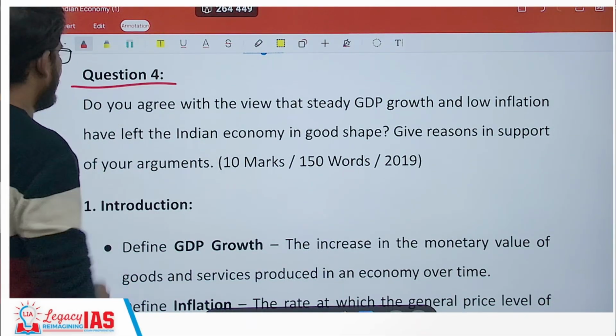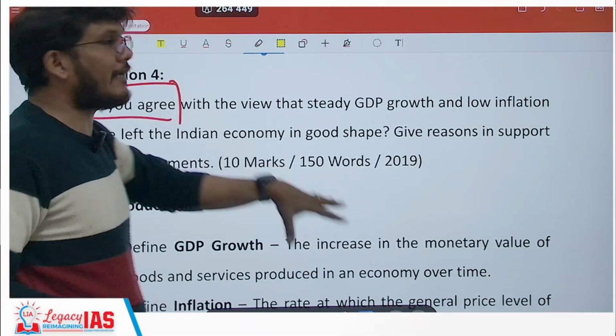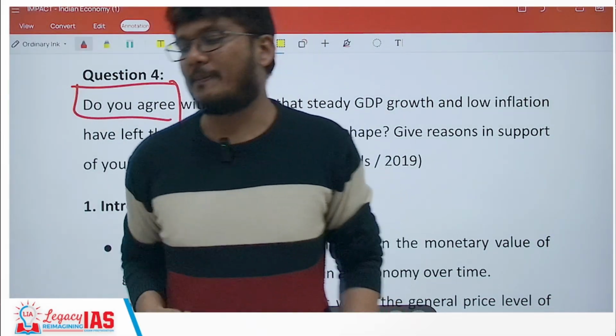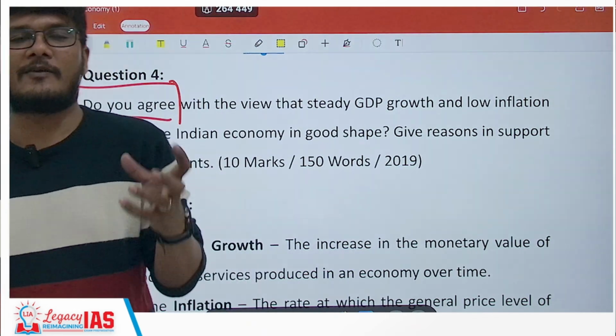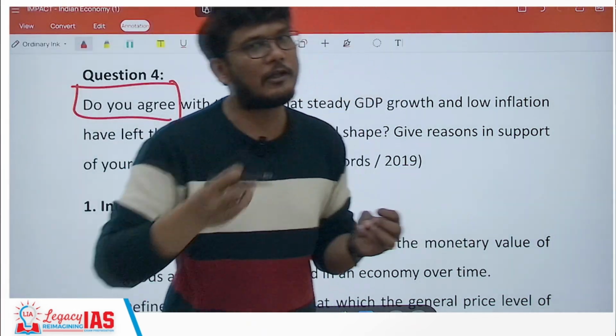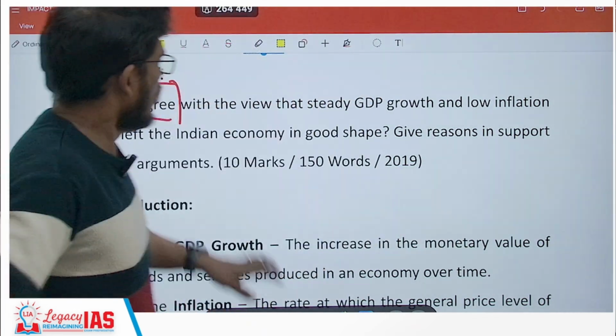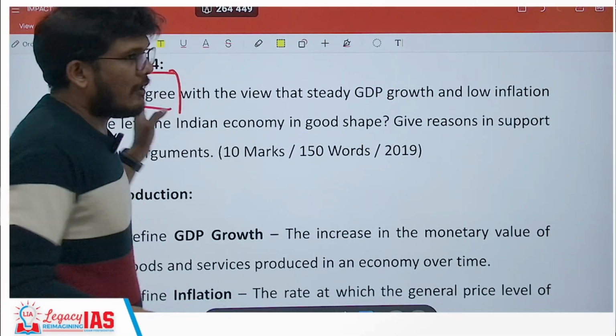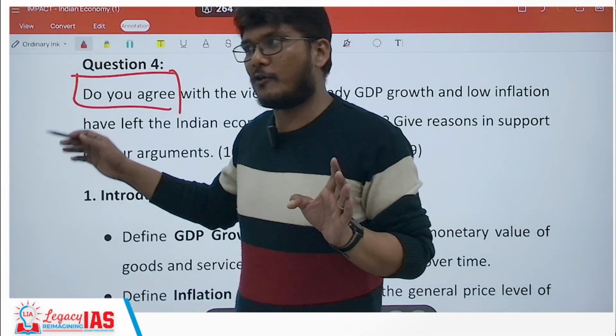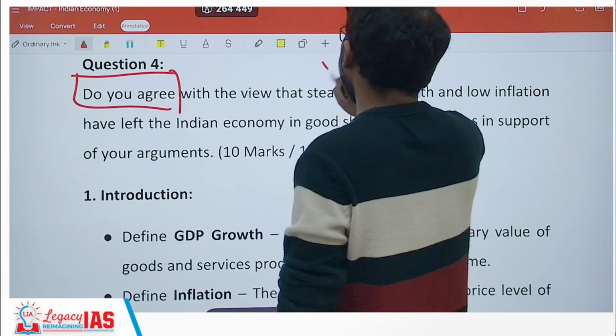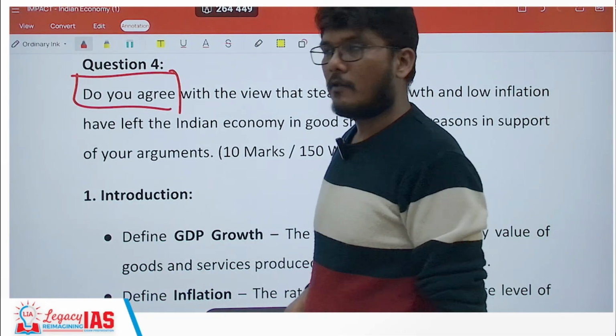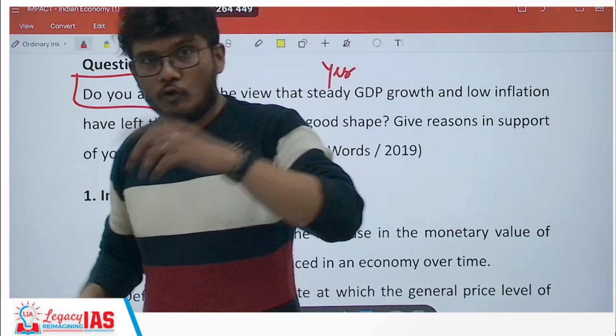Question number 4. The question directly asks, do you agree? So again, here your perspective is required. Of course, it will not just be very subjective, but you have to back it with logic, as I have been saying to you. Generally what happens is when the question is like, do you agree? Students write, yes, I agree. And so you should not do this.